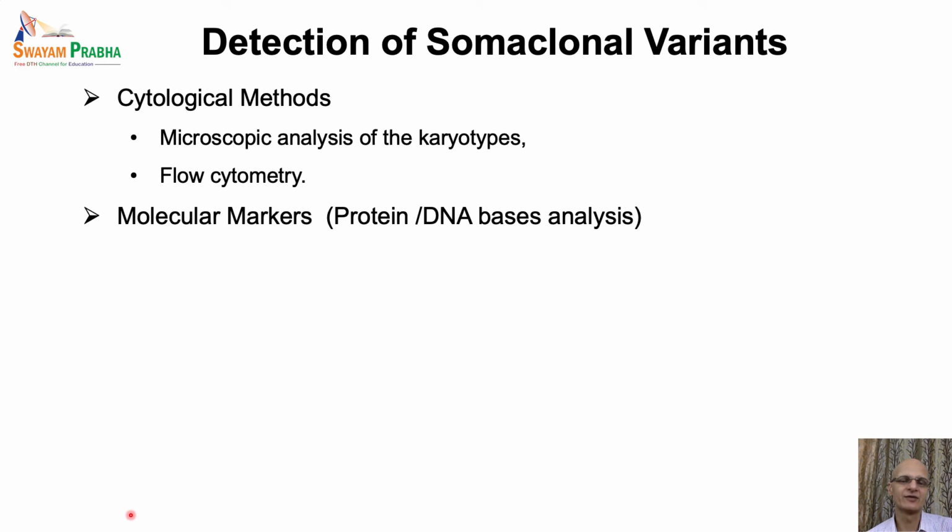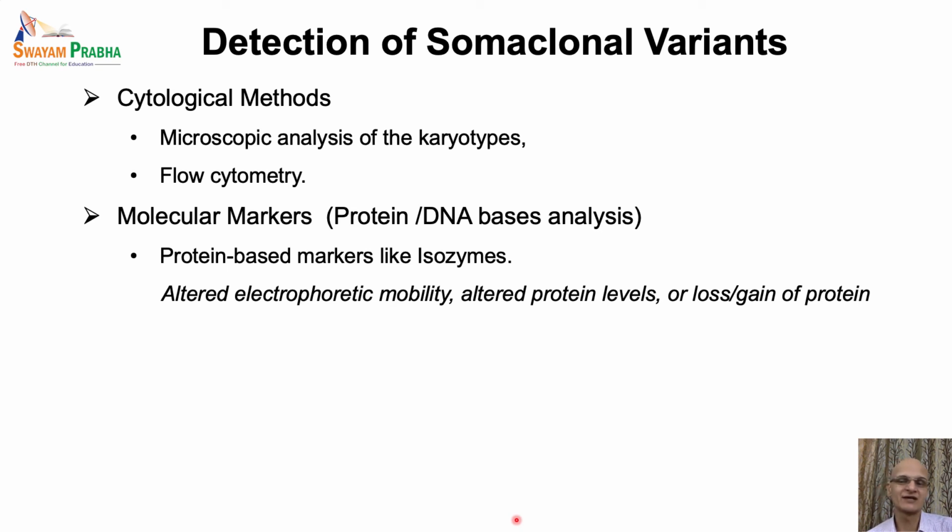Next is the molecular markers. These are one of the most widely used markers for characterizing any kind of variants. These are either protein-based markers or DNA-based markers. Protein-based markers like the isozyme analysis, as we discussed earlier also for characterization of the somatic hybrids. Isozymes are multiple molecular forms of the same enzyme and can execute the same function.